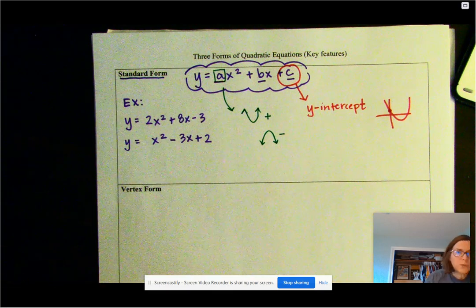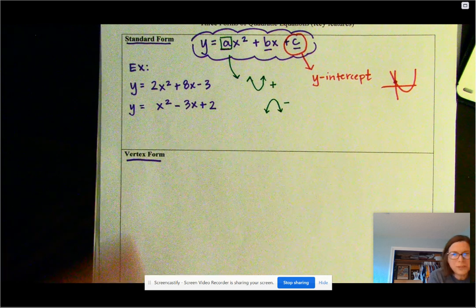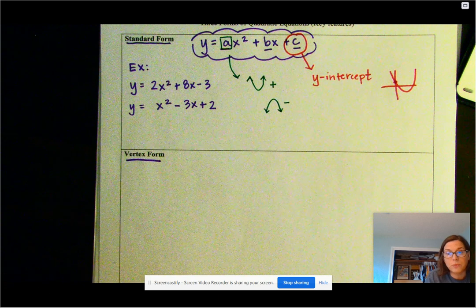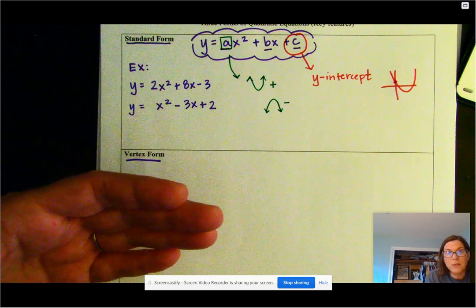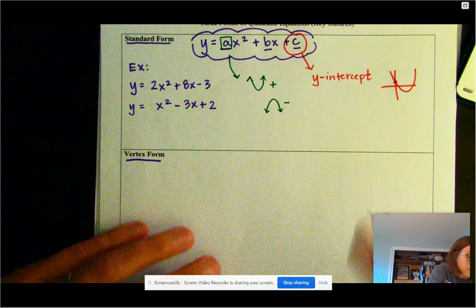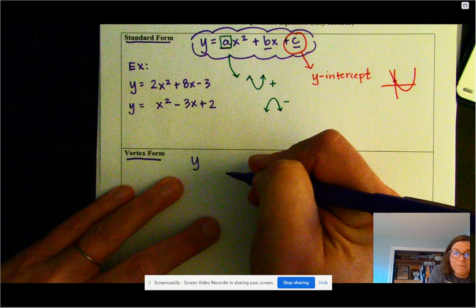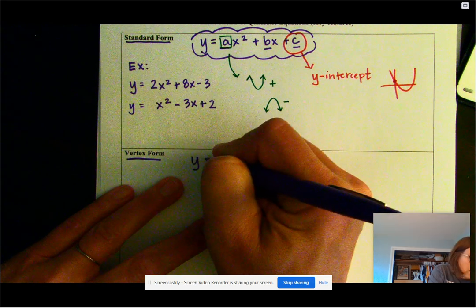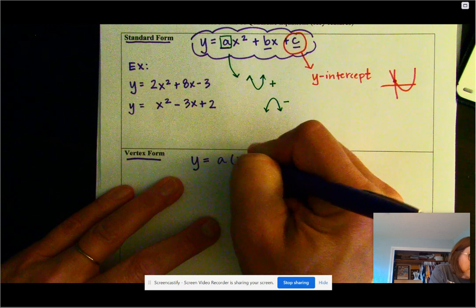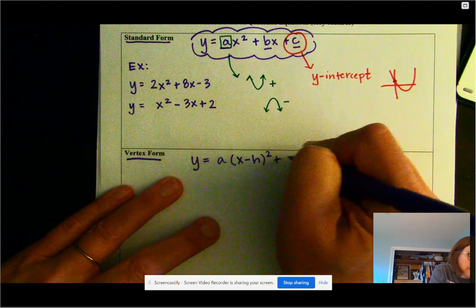Okay, the next form is super helpful for graphing, which is called vertex form. It looks probably, to me, I think, the most scary, but it's actually the most revealing as far as graphing. Like you can quickly get all the information you need from it to graph. So it looks like this. The general form of a quadratic in vertex form is y equals a times (x minus h) squared plus k.